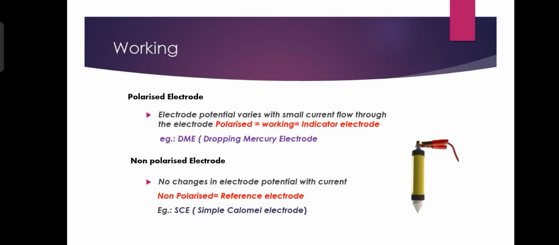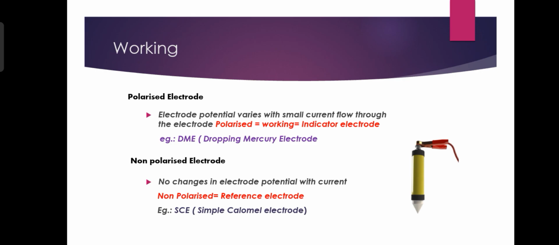Next is our working electrode. In our working section there are two types of electrode we use, that is polarized electrode and non-polarized electrode. As a polarized electrode is used, the voltammetry process is known as the polarographic technique. And what do we mean by polarized electrode? In a polarized electrode, the electrode potential varies with the flow of small current through the electrode. That's called a polarized electrode. We can also say that polarized electrode is equal to working electrode is equal to indicator electrode. That is our dropping mercury electrode.